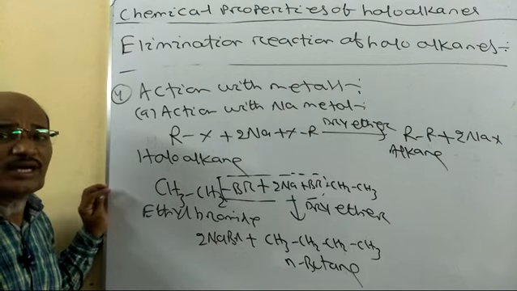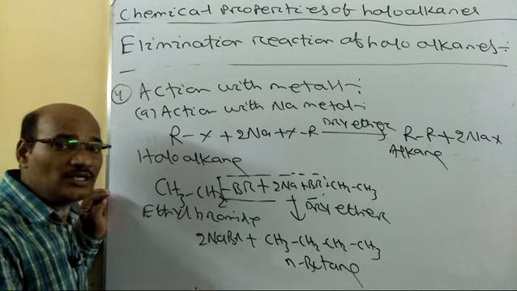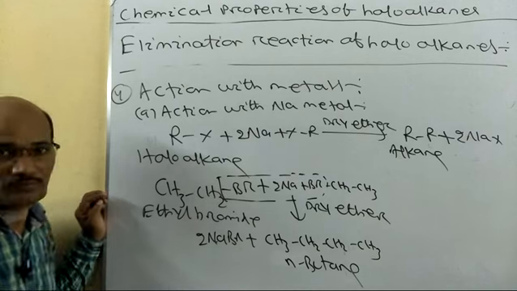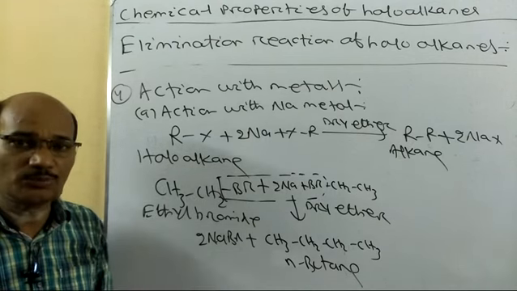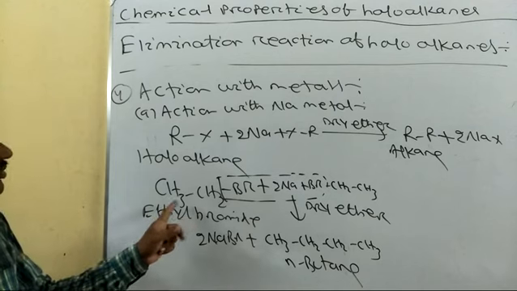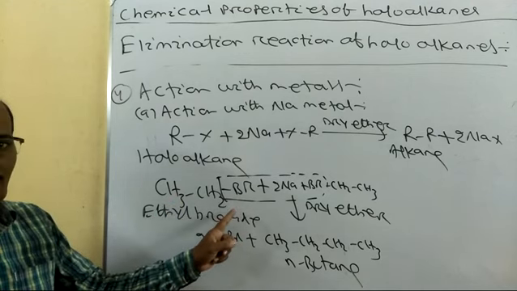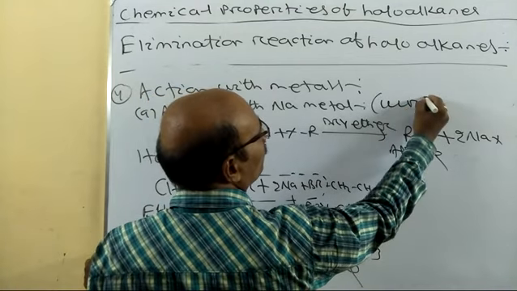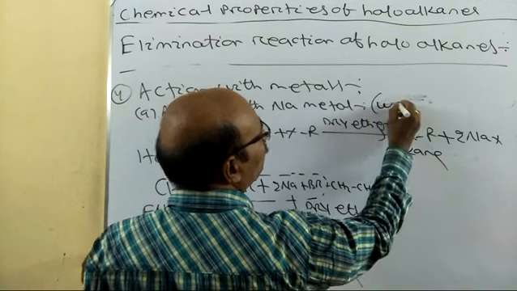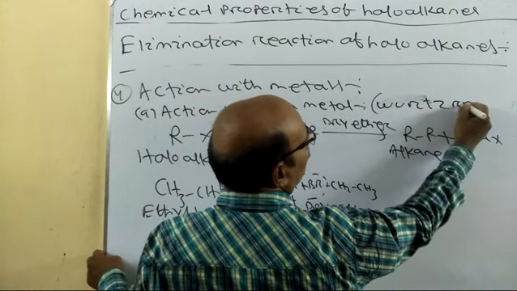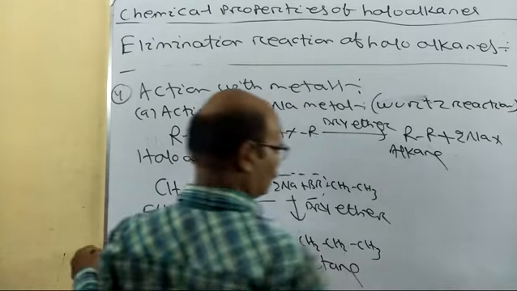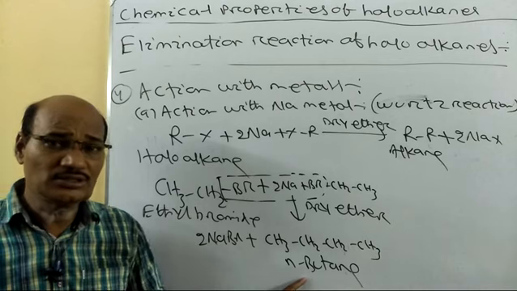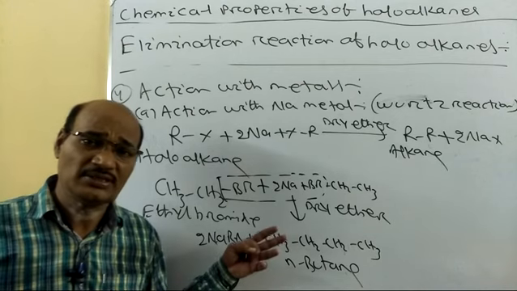Whenever we are going for an organic conversion and trying to get a higher member from a lower member, we can use this kind of reaction. And this reaction is called what? The Wood reaction. The Wood reaction is most important. The alkane obtained has two times the number of carbon atoms present in the haloalkane.